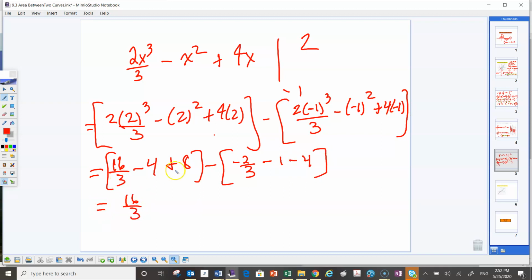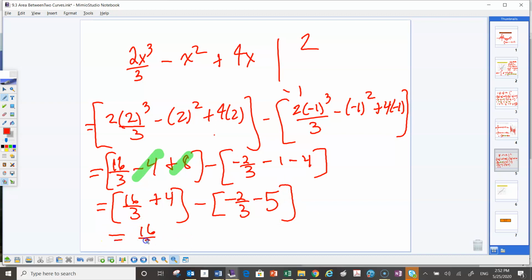This becomes 16 over 3 plus 4 when I combine these two. And then I'm going to distribute. Well, I'll just distribute in the next step. So this is still -2/3, -1, and -4 is -5. So 16 over 3 plus 4. If I distribute, I get +2/3 plus 5. 16/3 plus 2/3 is going to give me 18 over 3. 4 plus 5 is going to be 9.